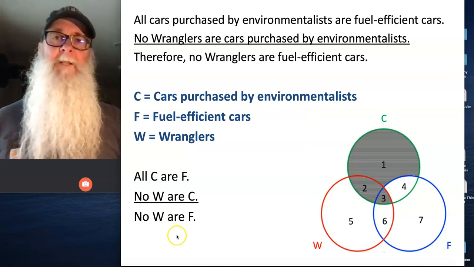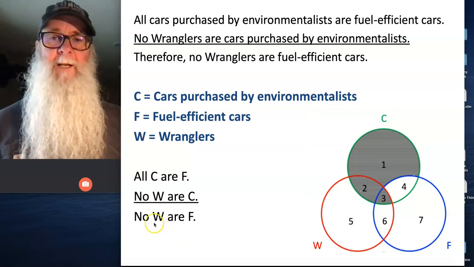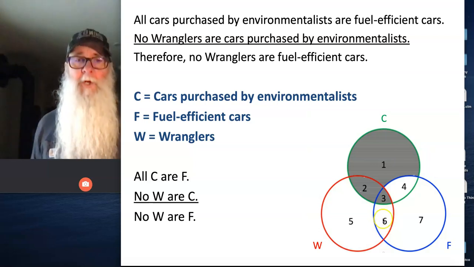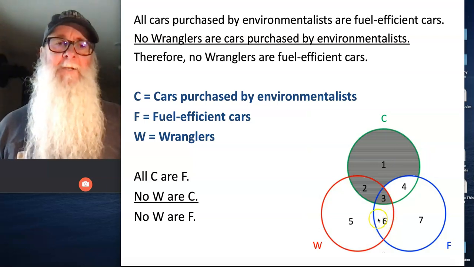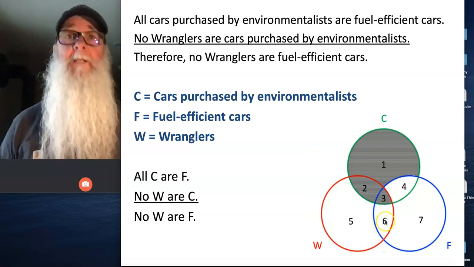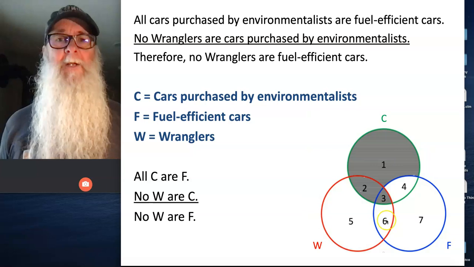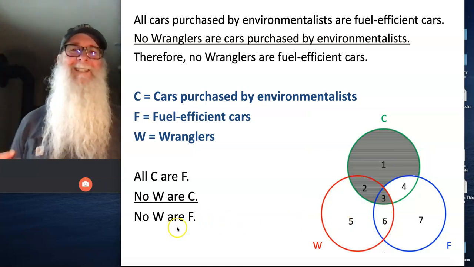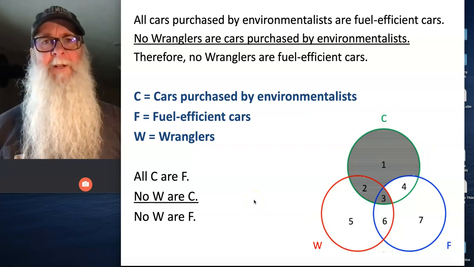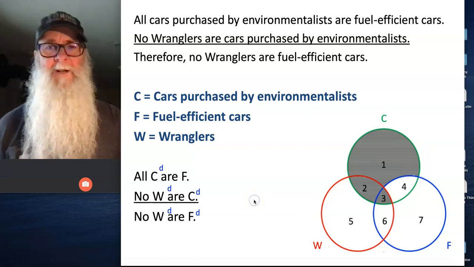Now we look to see if we see the conclusion statement reflected by this Venn diagram, "no W are F." And we don't. There could be some W here in area 6. We don't know for sure that there is, but there could be because it's open for membership. So that means that this conclusion is not necessarily true, even when we assume the premises are true, and therefore the argument is invalid. So what's gone wrong here?